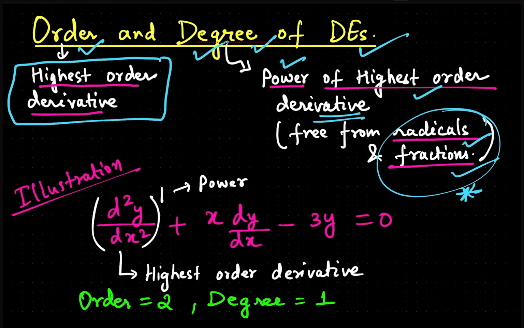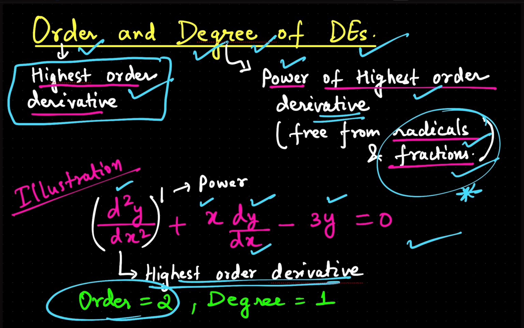For example, in this differential equation we have the dependent variable, then the independent variable, then the derivatives, first derivative and second derivative. This is a differential equation as we saw in the definition. The order should be the highest order derivative. Here this is the first order derivative and this is the second order derivative, so the highest order derivative is the second. So your order will be equal to 2. The power of this highest order derivative is 1, so your degree will be 1. That's how we find the order and degree of a differential equation.